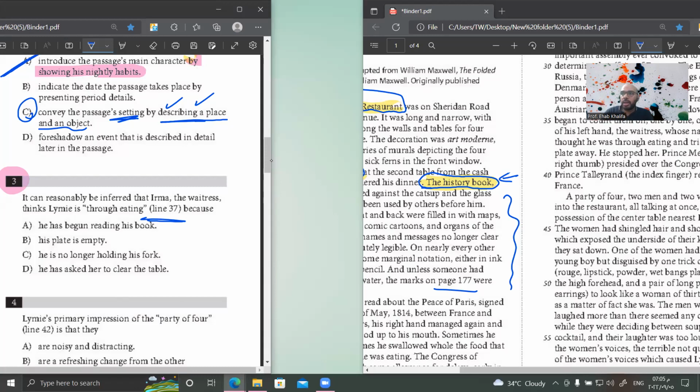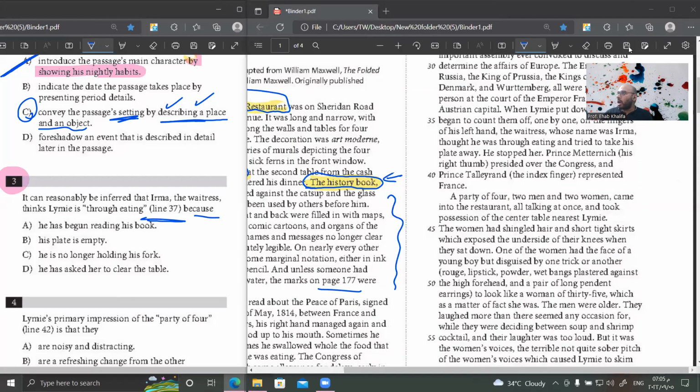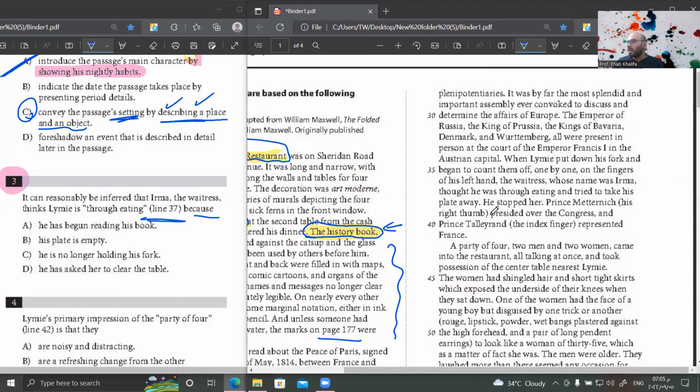He just tells you to go to line 37, and we have the word because, so I want the explanation of something, the reason, then I need to figure out the context. That's it. So let's go to line 37 now. This is 37.